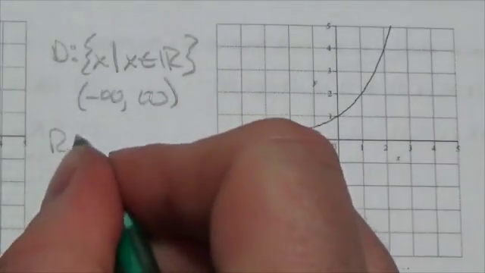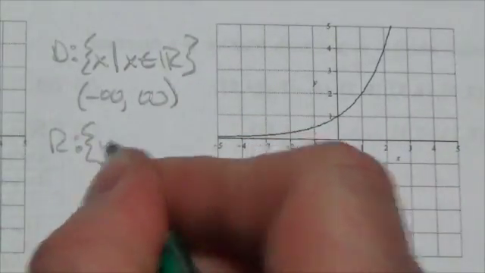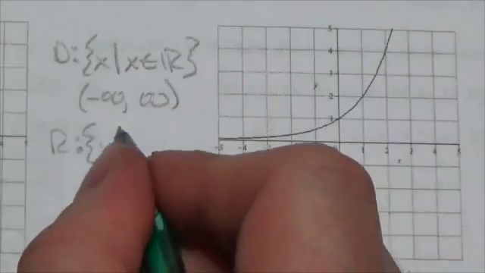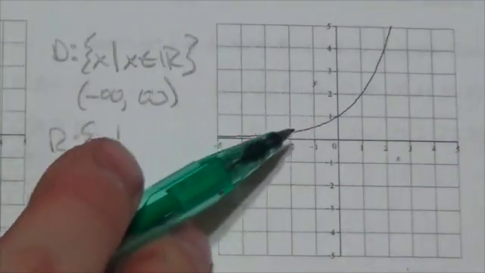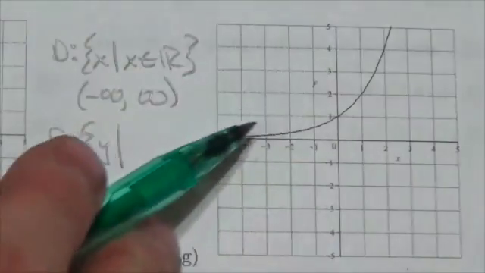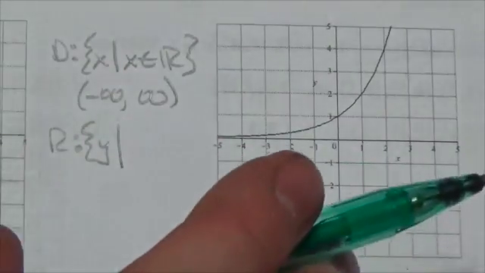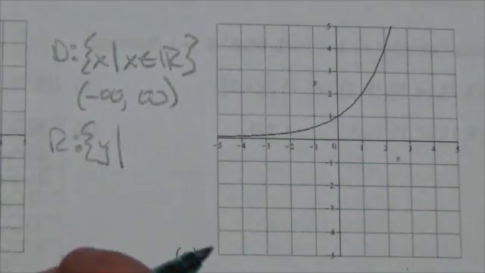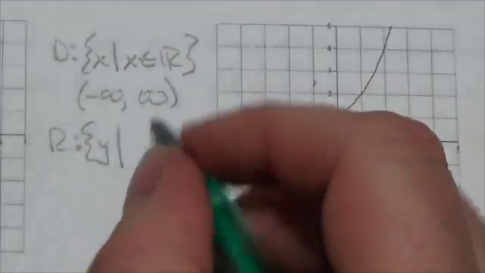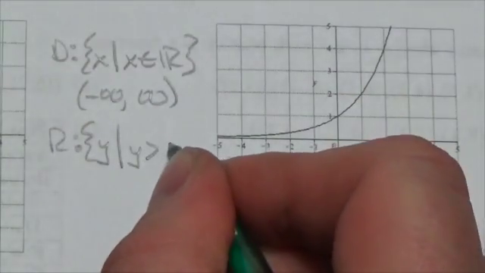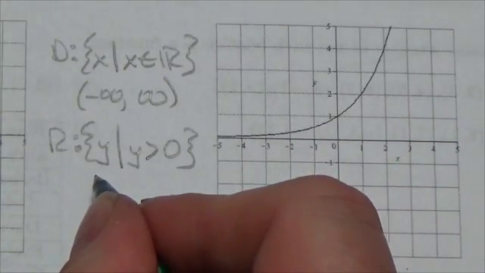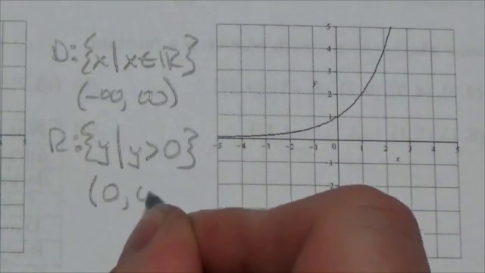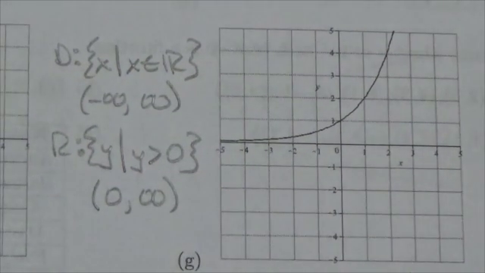Now for my range, a little bit more restricted here, and it's a little different than at least one of the other problems that we've done here. In this particular case, this graph gets lower and lower and lower, but it never actually hits the x-axis. So it's going to be all values of y greater than 0, but not including 0. So when I write this in interval notation, I would put a soft bracket on the 0, and again, soft bracket on infinity, because you never get to include infinity. And there we go.